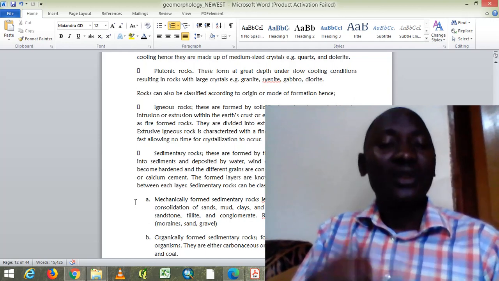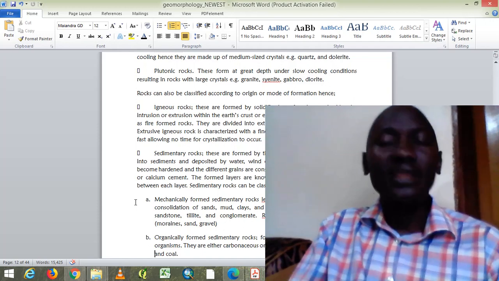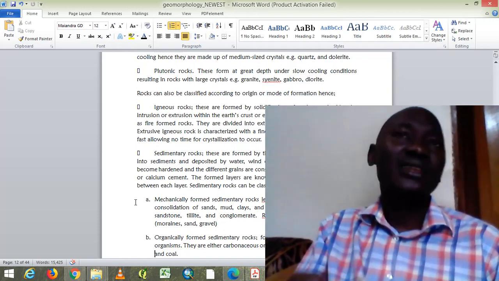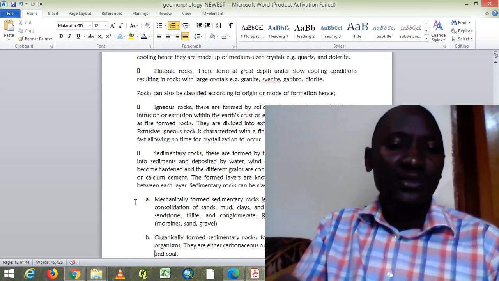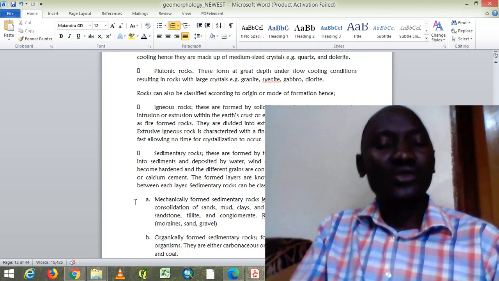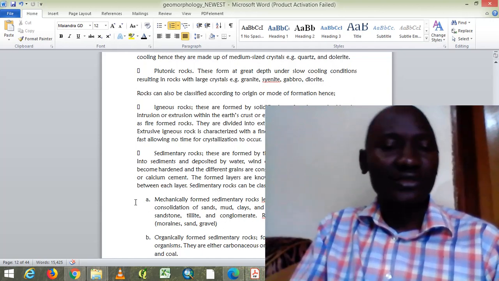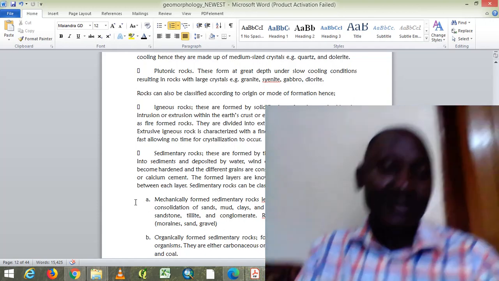You know very well that igneous rocks also sometimes we refer to them as fire-formed rocks because they are formed under conditions of great heat. You know, when a volcanic eruption is taking place, that is fire. So the fire-formed rocks, magma is extruded or intruded into the crust or onto the surface of the earth and it solidifies to form rocks. Those are the ones we refer to as igneous rocks.